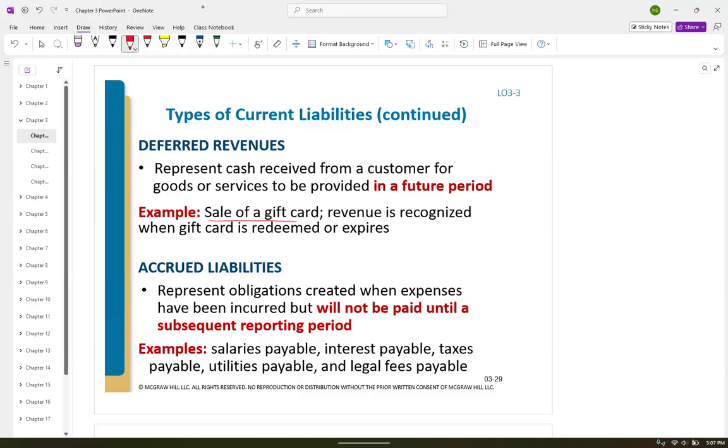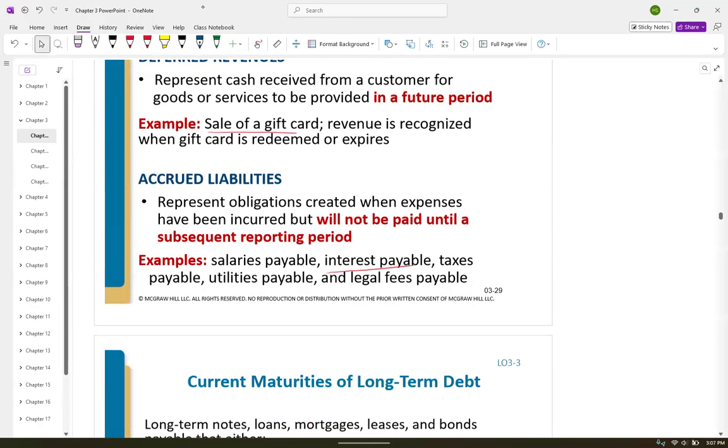Okay. Then we have accrued liabilities. We kind of talked about interest payable, salaries payable, all of those things that we have gotten an expense on already. An expense has been incurred, but we just haven't paid for it yet. We'll pay for it in the next period.